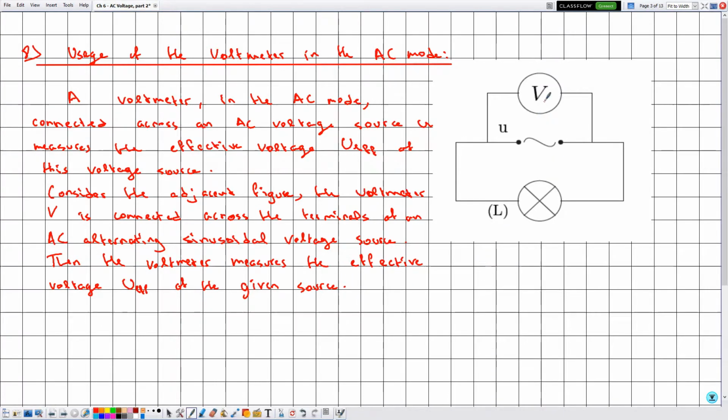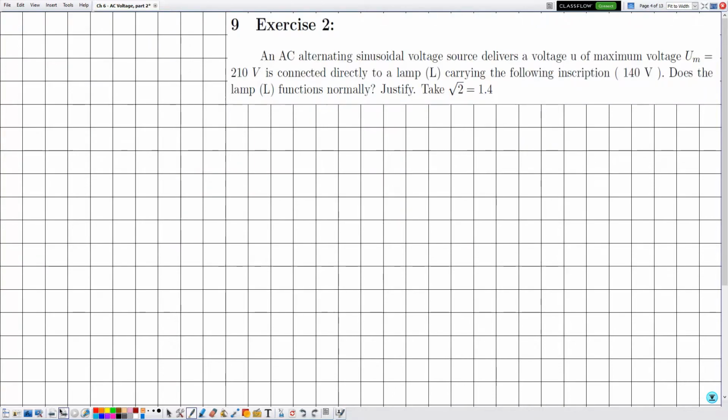Okay, so in this case, the voltmeter is measuring the effective voltage of the given source and not the maximum voltage. So now, as you can see, we are repeating the same steps or the same ideas that we have discussed in the DC voltage. Now let's solve the following exercises as a direct application of what we have explained.